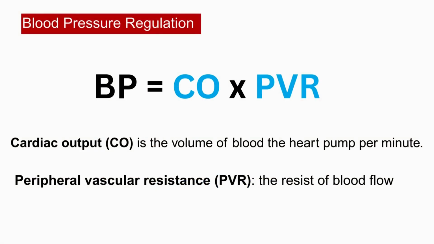So, let's get started. How does the body keep blood pressure in check normally? Well, the fundamental equation for blood pressure is blood pressure equals cardiac output multiplied by peripheral vascular resistance. Okay. So, cardiac output, what is that? That's the volume of blood pumped by your heart per minute. So think about the heart as a pump. And then peripheral vascular resistance is essentially the resistance to blood flow in your arteries. So, how constricted are those blood vessels?